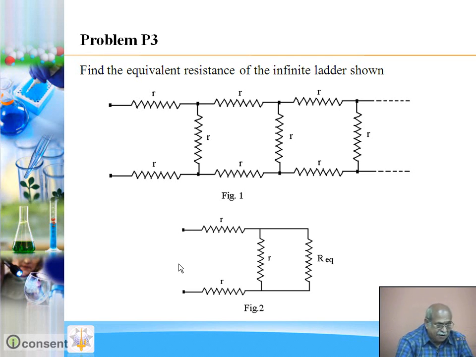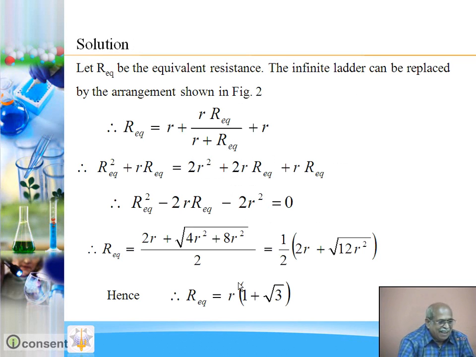So resistance here Req must be equal to R plus parallel combination R into Req divided by R plus Req, and then again plus R. Here is the equation. Req is R plus parallel combination of R and Req, R into Req divided by R plus Req, plus R. Now what remains is only mathematics. Physics is over, electricity part is over. Now we have to solve this equation. Simple algebra.